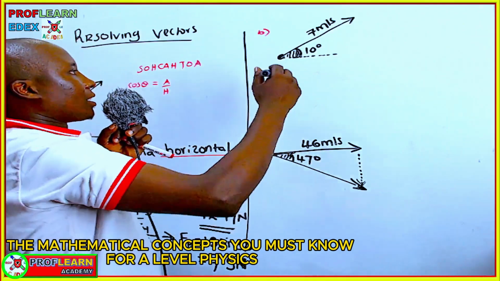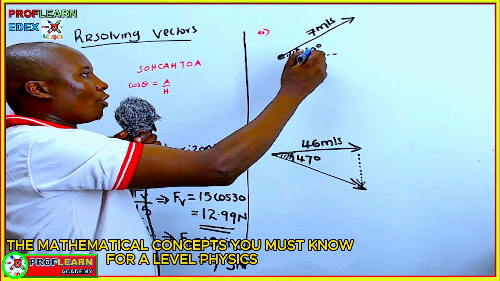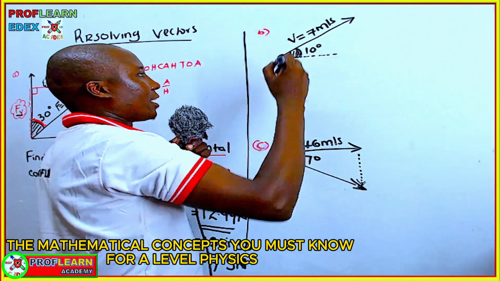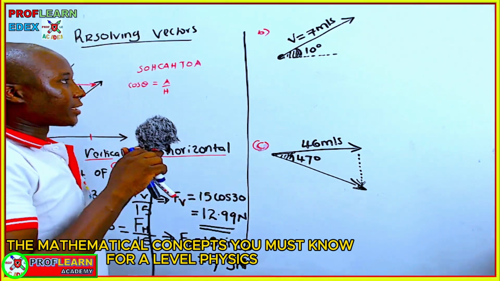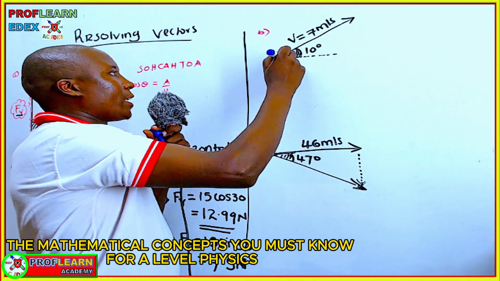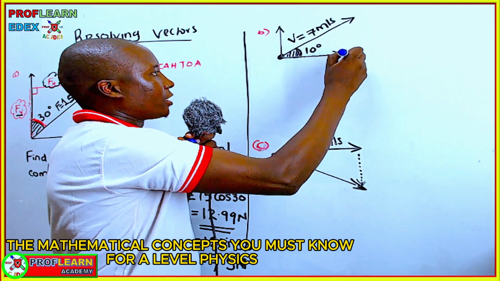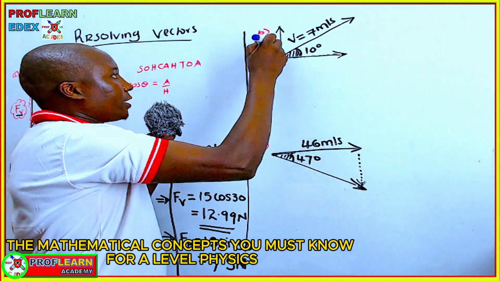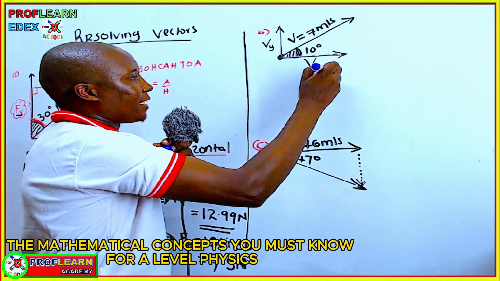In part B, there is an object moving 7 meters at an angle of 10 degrees from the horizontal. We are given this as the velocity v. Now we are supposed to find the speed at which this object is moving in the vertical direction, and the speed at which it is moving in the horizontal direction. So we're going to say this is v in the y direction, and this is the velocity in the x direction.